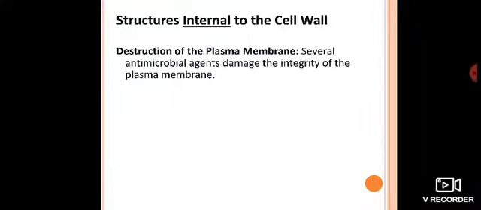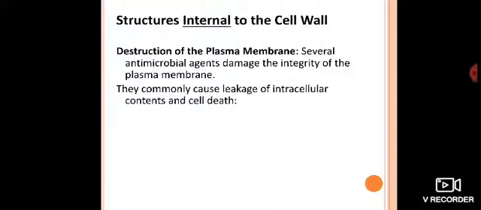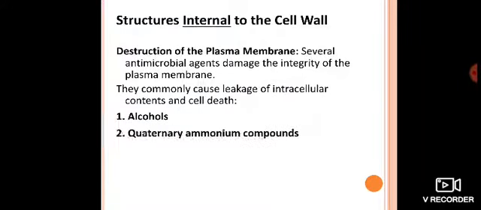Now the next point: the internal cell wall has different types of properties. Let me see what the properties are and how the plasma membrane shows its activity. Now, the destruction of your plasma membrane: how the plasma membrane gets destroyed is required when we discuss the mode of action of different types of antibiotics. At that time these points are very essential for discussion.